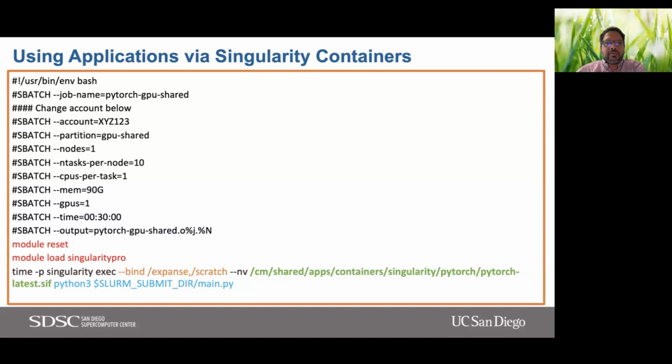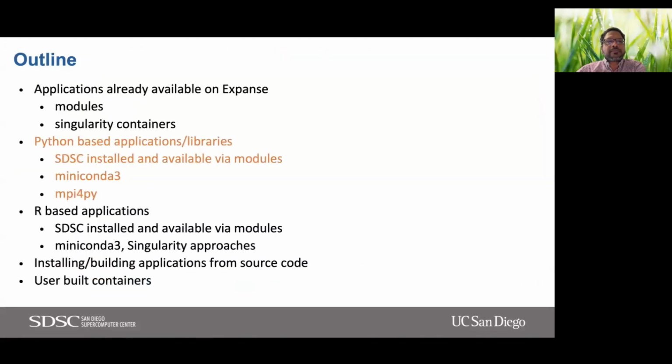So if you have other solutions, you can definitely use them. So basically that covers everything that already exists on Expanse in some way that we are maintaining, and we keep updating the containers when we update the drivers. For example, if the NVIDIA driver updates, or if our InfiniBand driver, which is a network driver, updates, we'll go update the containers.